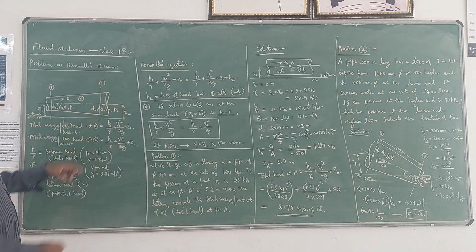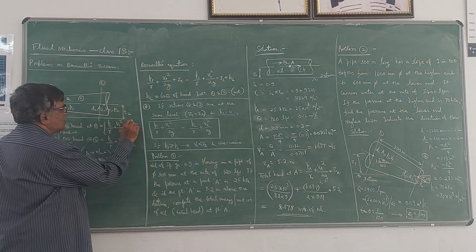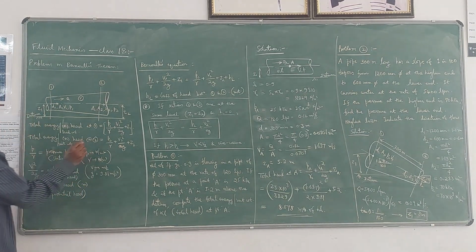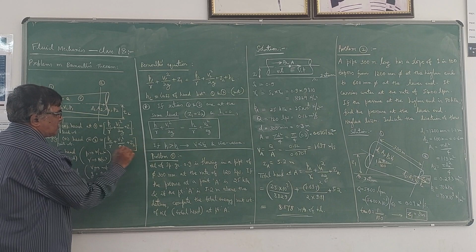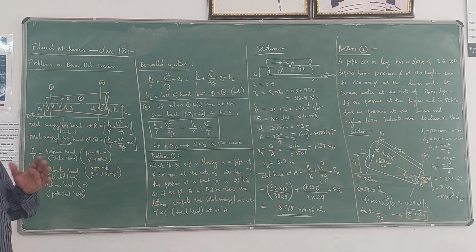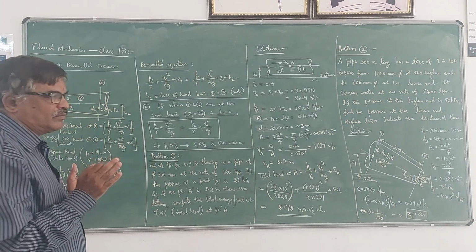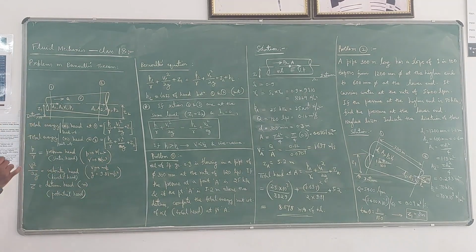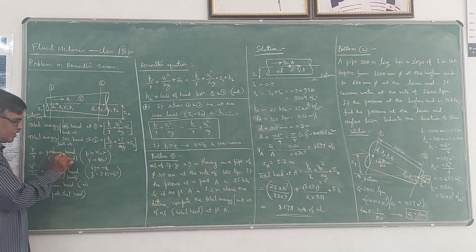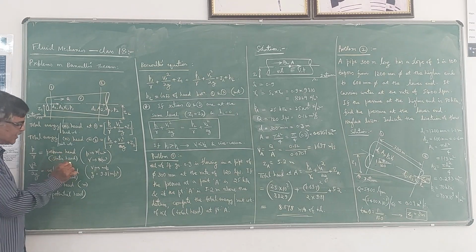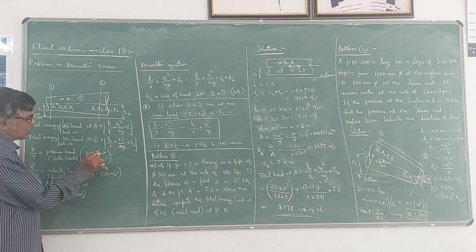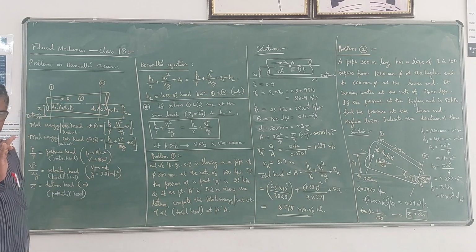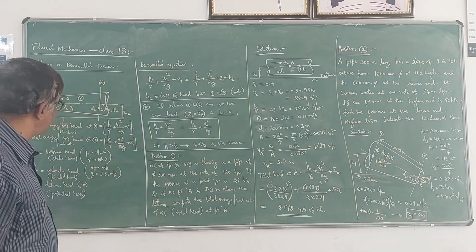At section 1, you have P1 by gamma plus V1 square by 2g plus Z1 as the total head. At section 2, you have P2 by gamma plus V2 square by 2g plus Z2. Now according to Bernoulli's theorem, these two total heads remain the same. P by gamma is called the pressure head, which is also called the static head. P will be in newton per meter square, gamma will be in newton per meter cube. Gamma is the specific weight of the particular fluid which is flowing through the pipe.